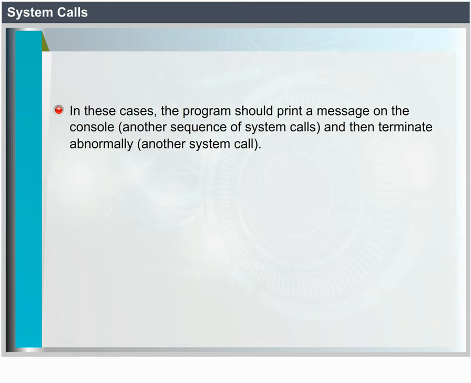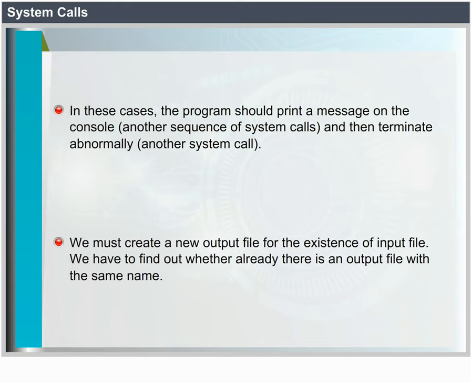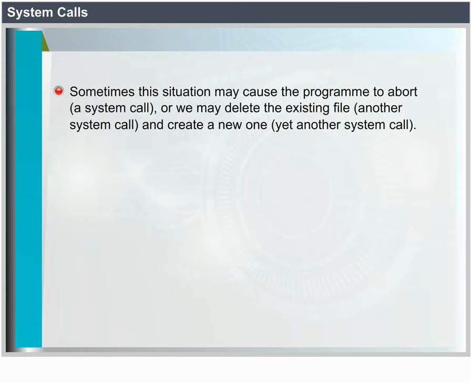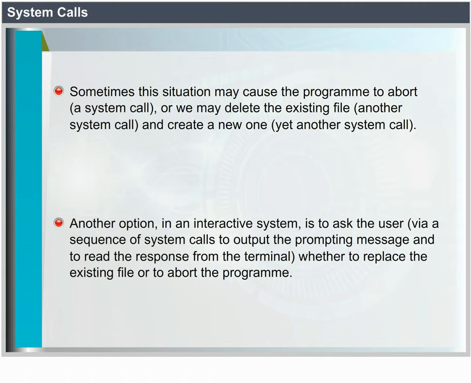If the input file exists, then we must create a new output file. We may find that there is already an output file with the same name. This situation may cause the program to abort, a system call, or we may delete the existing file, another system call, and create a new one, yet another system call. Another option in an interactive system is to ask the user, via a sequence of system calls, to output the prompting message and to read the response from the terminal, whether to replace the existing file or to abort the program.